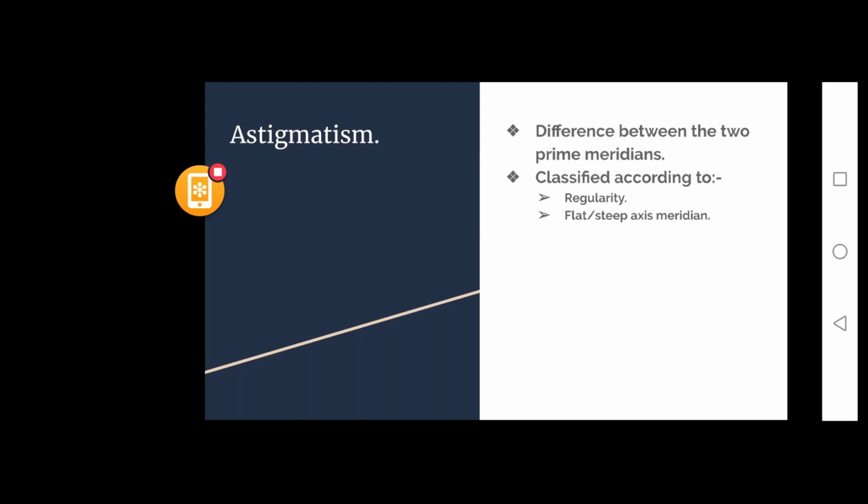Second is the geometric aspect of the cornea. So what does the geometric aspect mean? Geometric aspect means how much the cornea is refracted by the cornea.